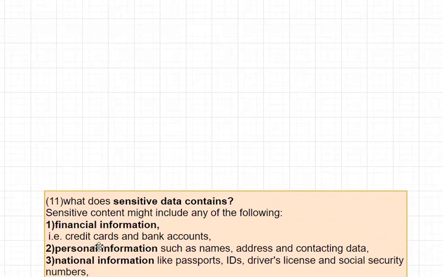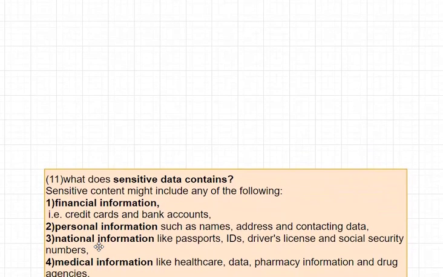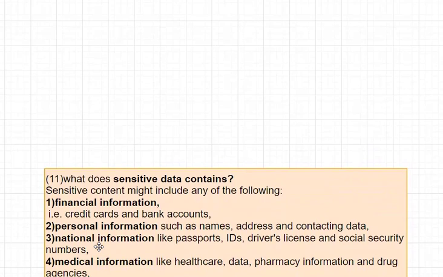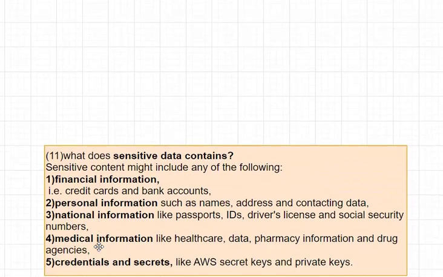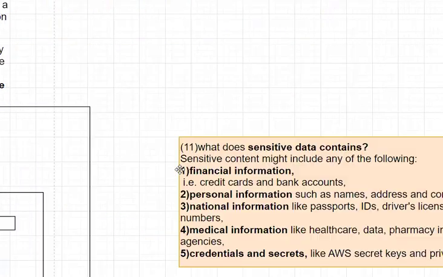Then we have the ability to identify healthcare data, pharmacy information and drug-related agency information, which comes under medical information. We can even identify credentials and secrets like AWS secret keys and private keys within this sensitive data. So we can treat all of these as sensitive data: financial information, personal information, national information, medical information or credentials information. We can identify these by creating jobs in AWS Macie.